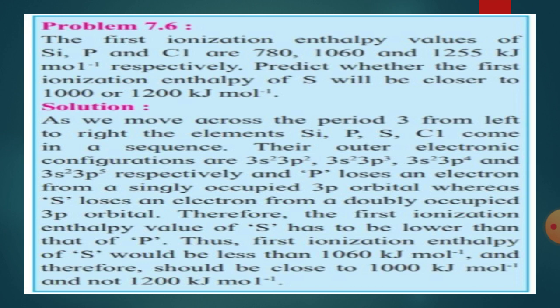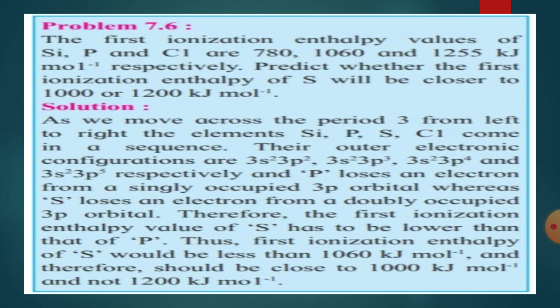In this way, we can find the first ionization enthalpy of any element. Hope you have understood. You are supposed to know what ionization enthalpy is: the amount of energy required to remove an electron from an isolated gaseous atom. It is expressed in kilojoule per mole. In short, we are summarizing the lecture.